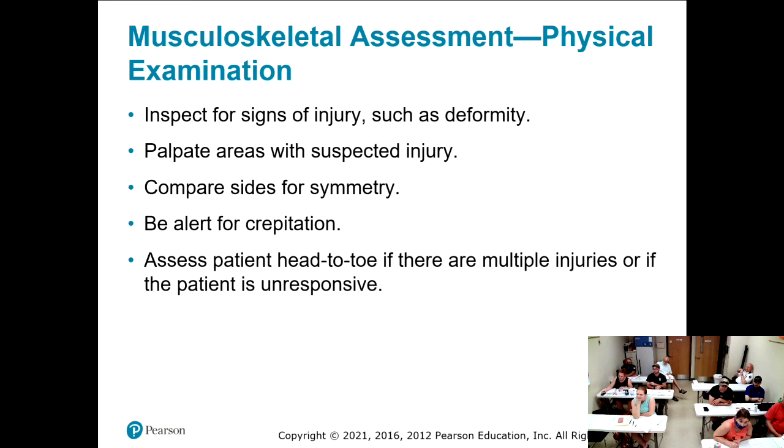So compare the sides for symmetry. Compare, especially legs with hips. When you dislocate a hip, typically the affected side will shorten and will typically rotate laterally, whereas if you break your femur, usually above the mid shaft, you will typically rotate medially. Your leg will literally, the foot will lay flat on the bed, right on the ground or bed. So you want to compare for symmetry.